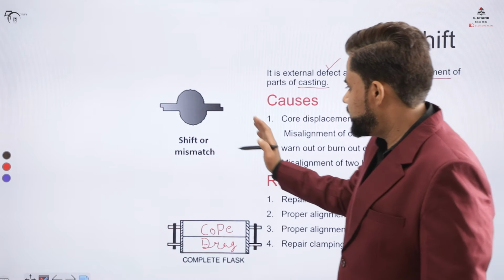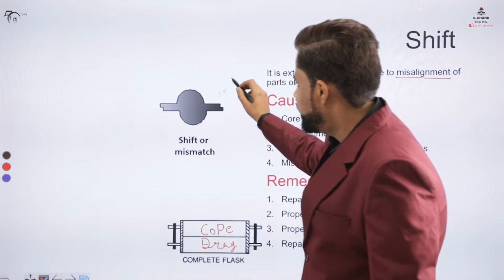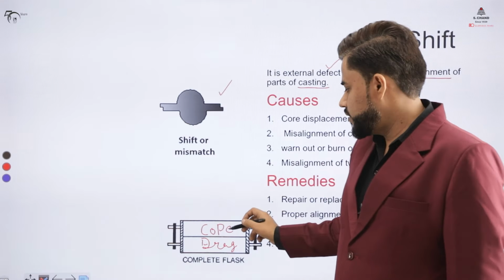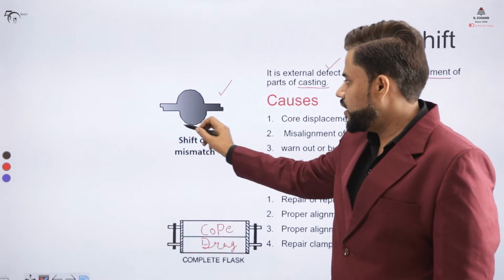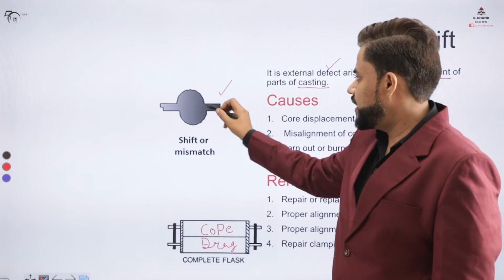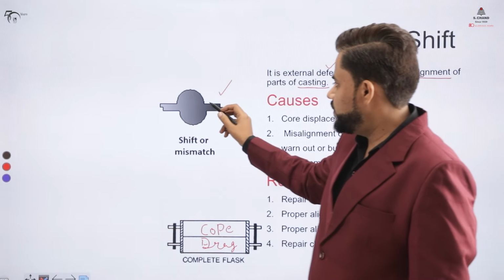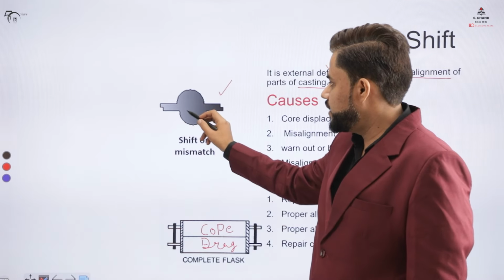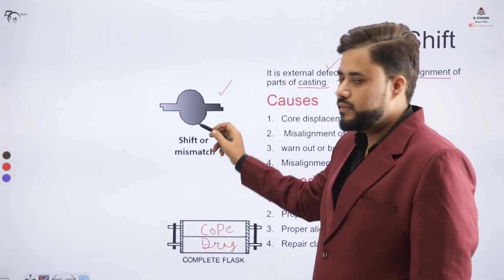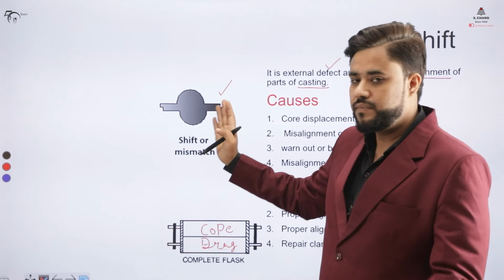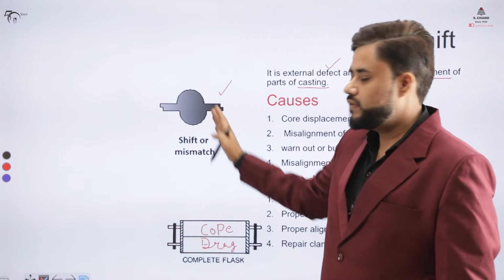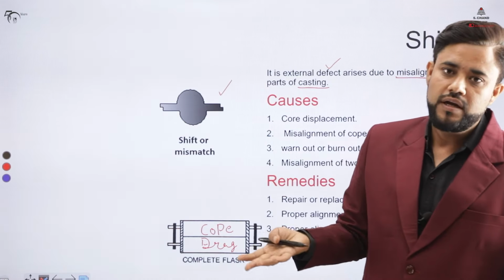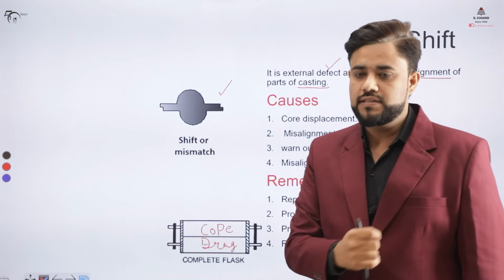So whenever there is a shift or mismatch of the two, which is cope and drag, then the final outcome would be like this, which is called a shift. That means the metal flowed in the cope with this part, and there is some mismatch in the drag part. These two parts lead to the symmetrical casting, and if there is a shift in between the two, it would create a defective or faulty casting.